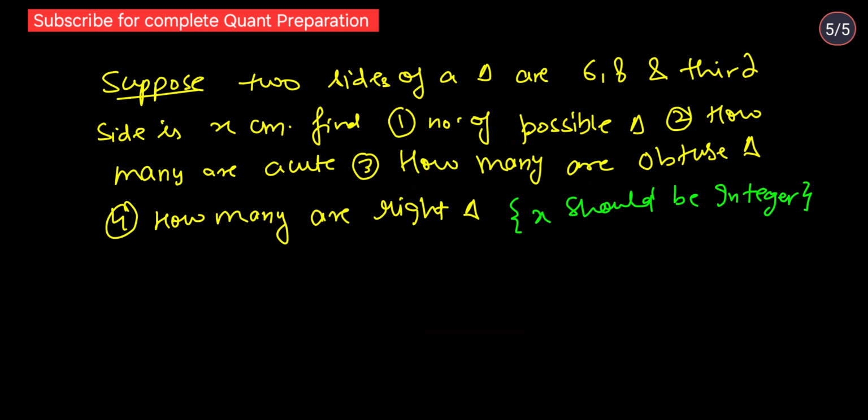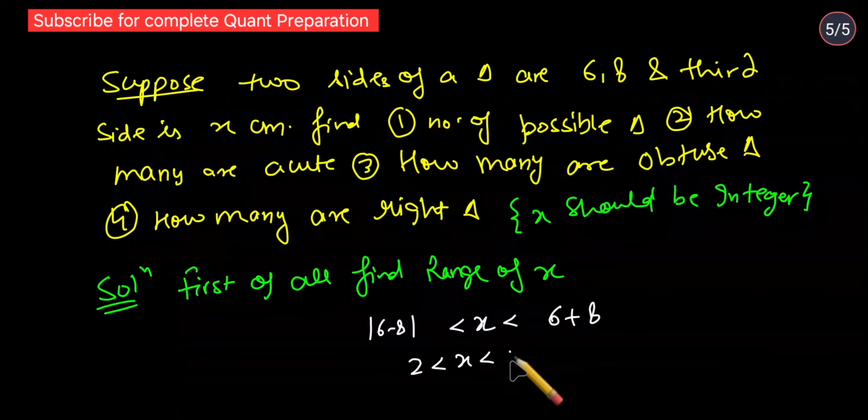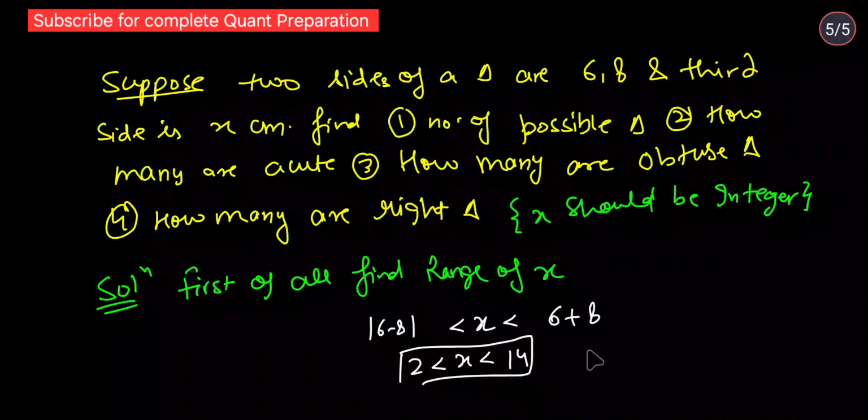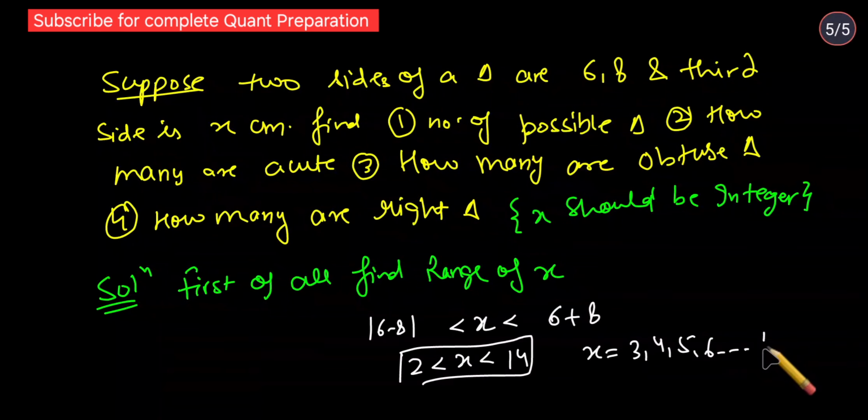So how to solve this question? If I talk about the solution, first of all, find the range of x. So what can be the range of x? As I told you, the sum of any two sides should be greater than the third side, which means x should be less than the sum of the two sides and greater than the difference. That is, the value of x will lie between 2 and 14. So x can be 3, 4, 5, 6 and up to 14.